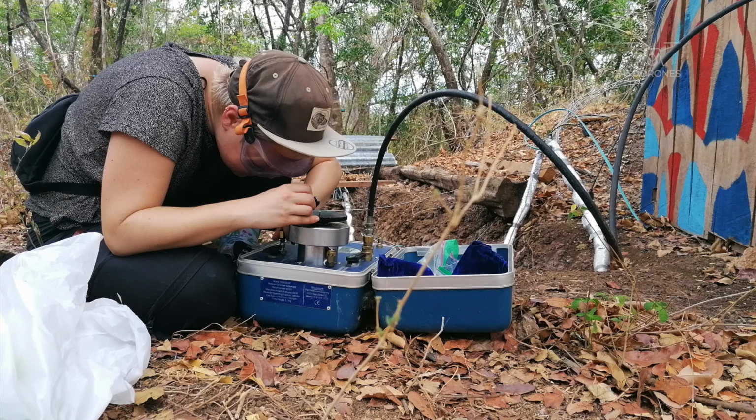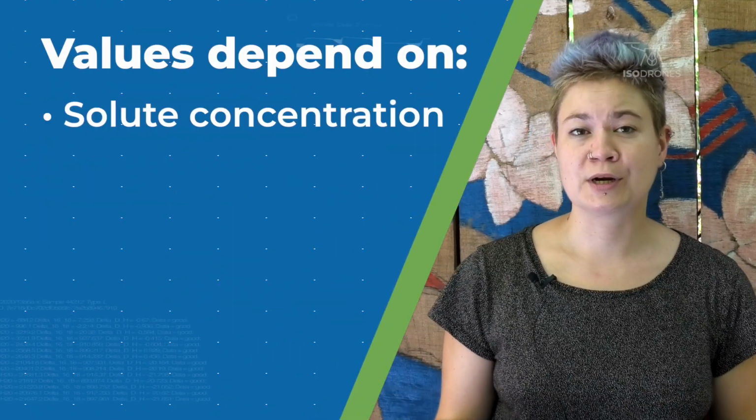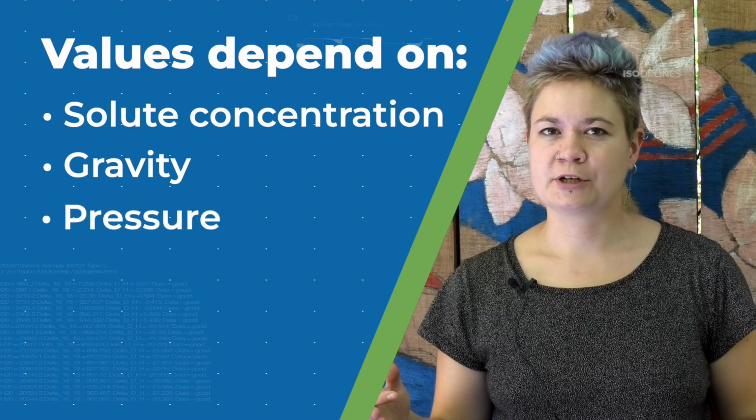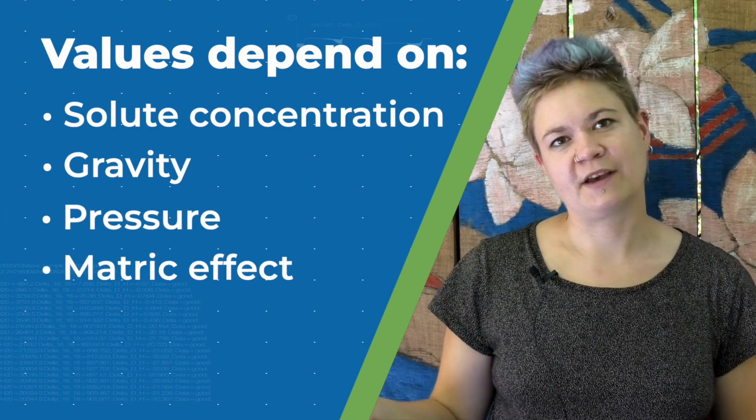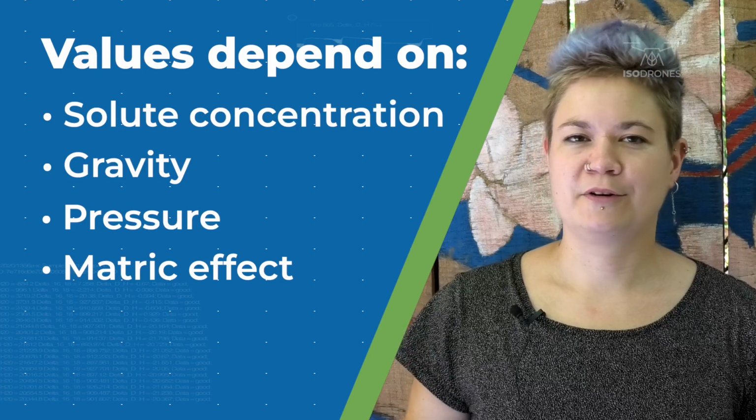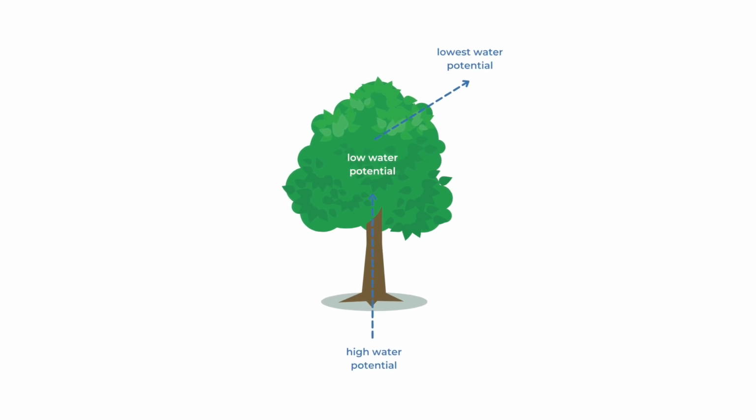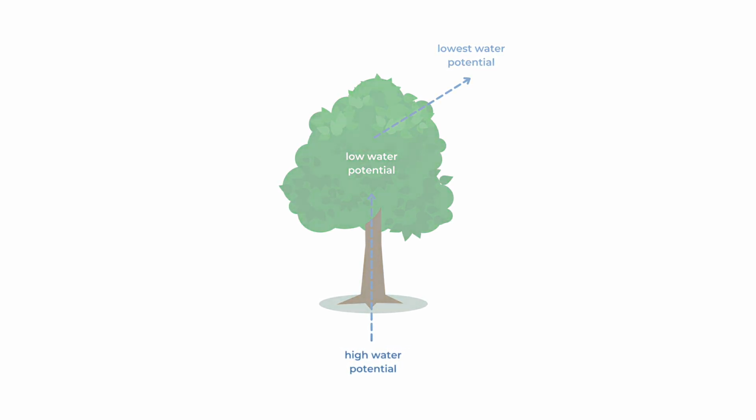Water potential is a measure for the potential energy of water. Distilled water under atmospheric pressure has a defined value of 0, and all waters in an ecosystem usually have values below 0. And those values depend on solute concentration, gravity, pressure, and also the so-called matric effect, which is factors like capillary forces. Differences between water potential determine where water moves in an ecosystem. And water always moves from the higher to the lower, or less negative to the more negative water potential.